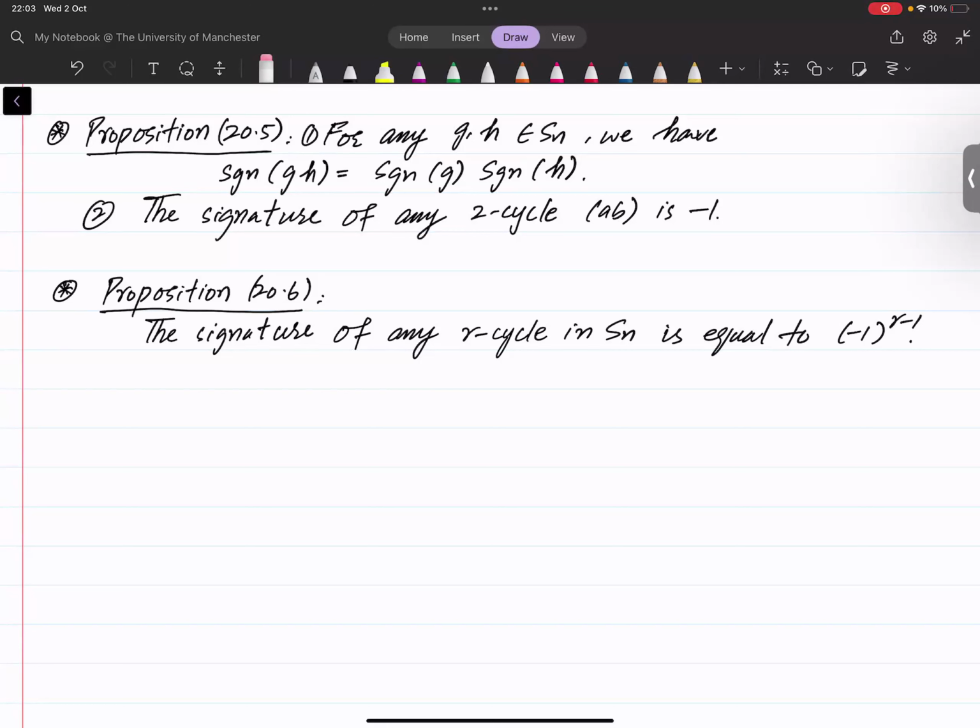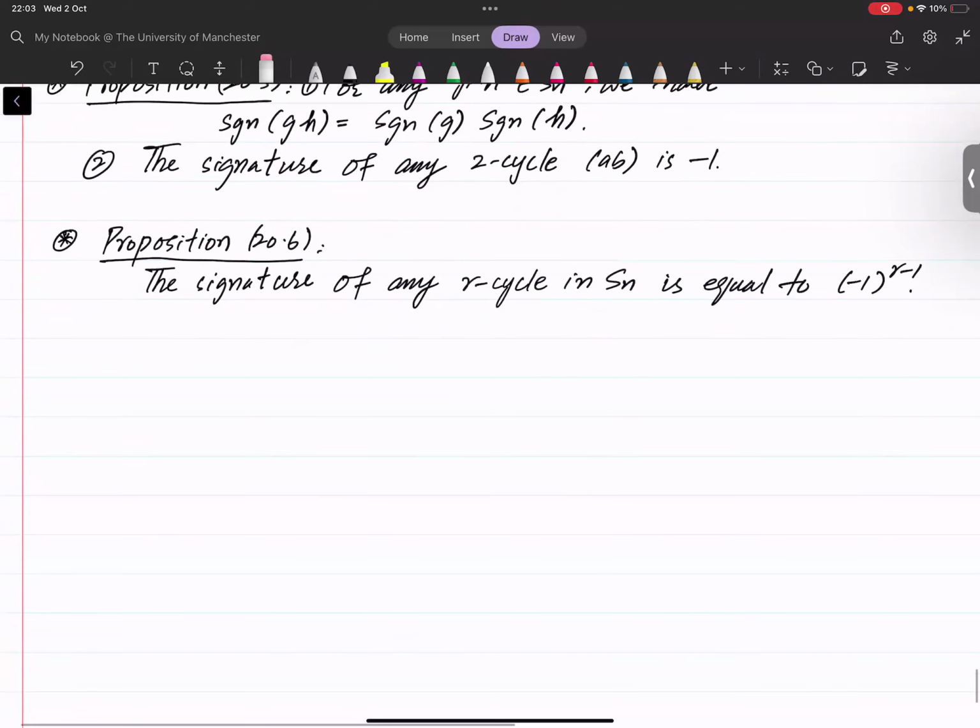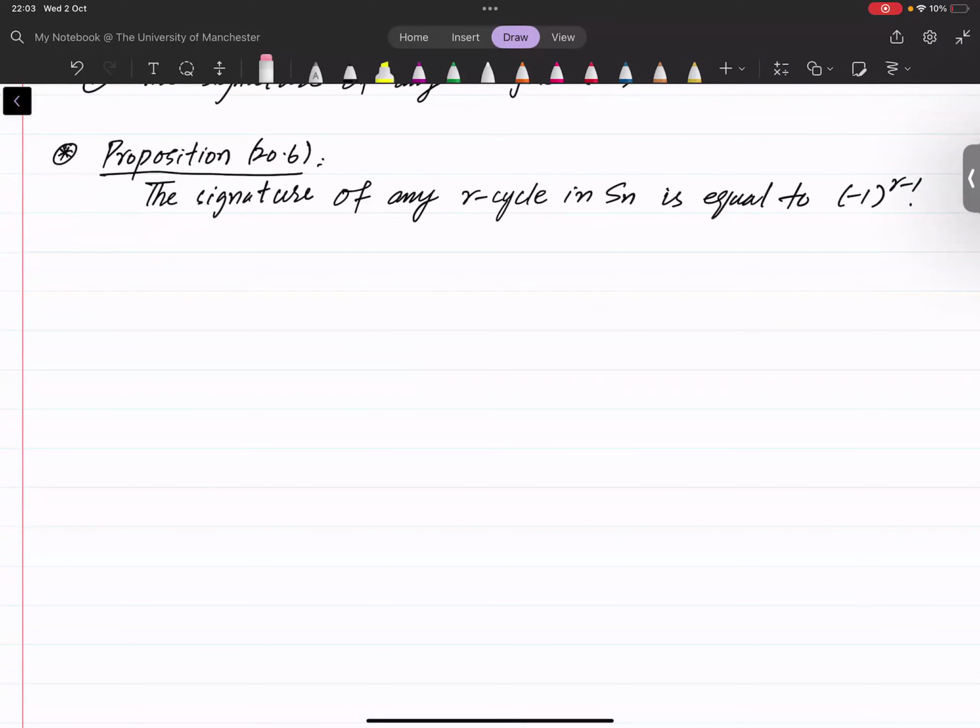If you have an r-cycle which can be written as a product of 4 disjoint two-cycles, then you just need to multiply -1 four times, and then you will get plus 1. And if you multiply it an odd number of times, you will get -1. So that all depends on how your r-cycle can be expressed, right? Let me just give you a glimpse of this.